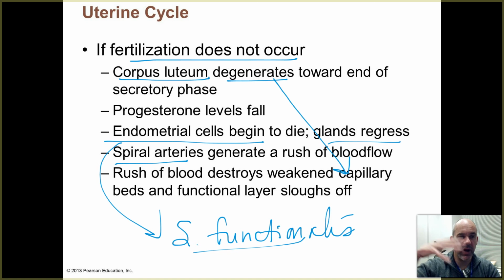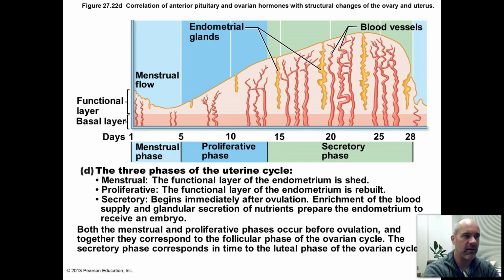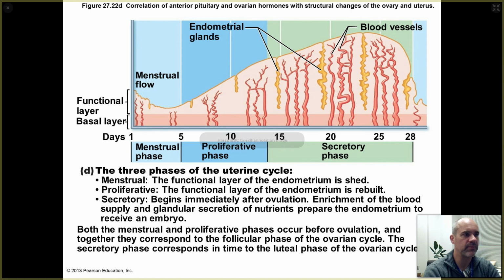They generate a rush of blood flow. And what this rush of blood flow does is it overwhelms the capillaries, the tiniest blood vessels of the stratum functionalis, and those capillaries die. So this stratum functionalis, this functional layer, dies and it sloughs off. And that's when the bleeding of the menstrual period begins.